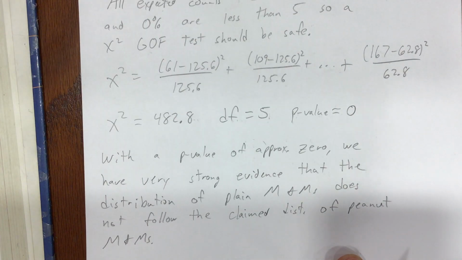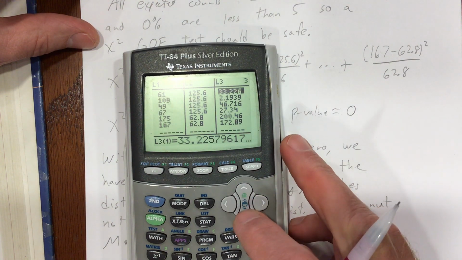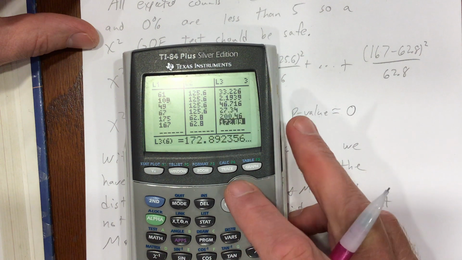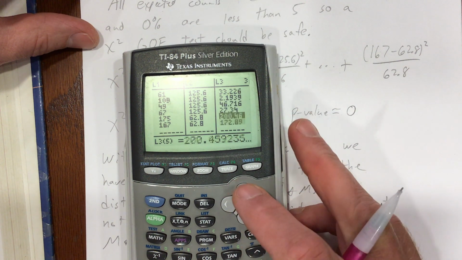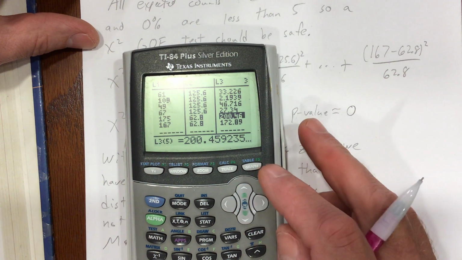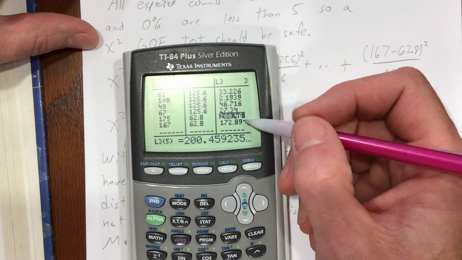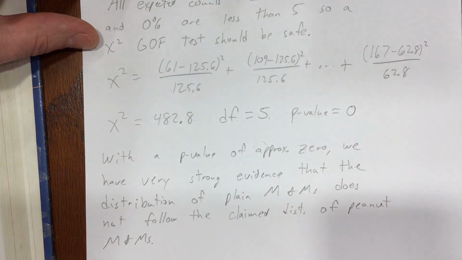Okay, now for the informal follow-up, that's where I want to look at list 3. Yeah, those last two categories are just huge. I mean, they're all off, except for, look at that, the yellow. The yellow is not that far off. All of them are pretty darn far off, but holy cow, the green and the orange are way more than expected.